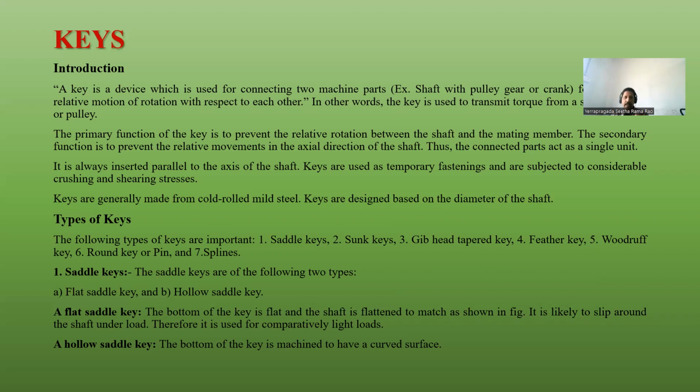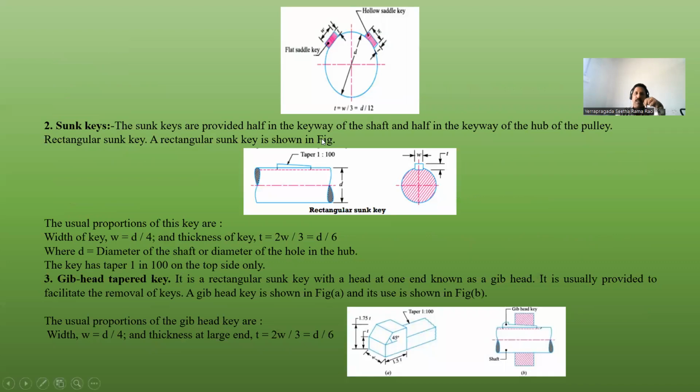Saddle keys are of two types, the flat saddle key and the hollow saddle key. In the flat saddle key, the bottom of the key is flat, meaning it matches with the surface of the shaft, and the shaft is flattened. As you should observe in the figure, it can be used for light loads in the flat saddle key.